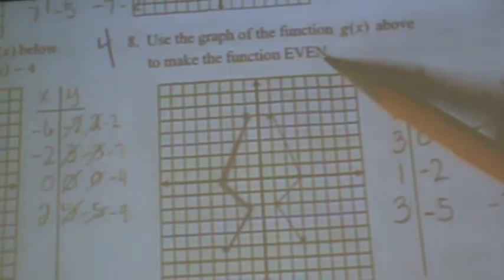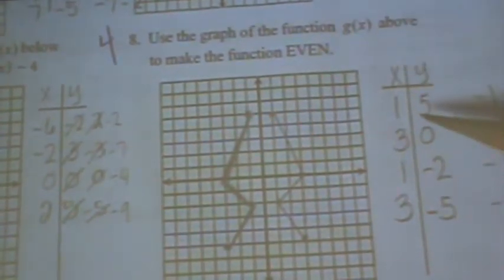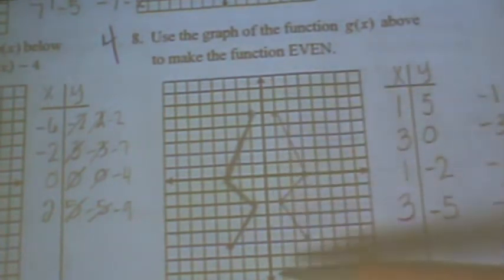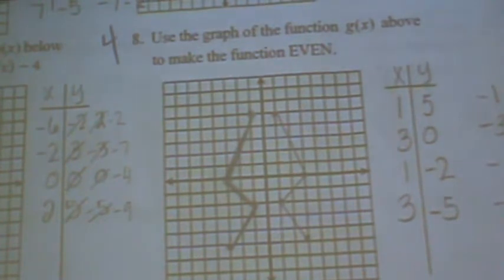Even, do you remember what even means? Even means it's a reflection over the y-axis. That means multiply the x values by -1.